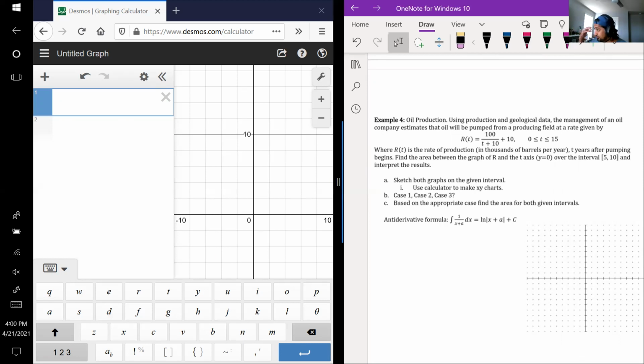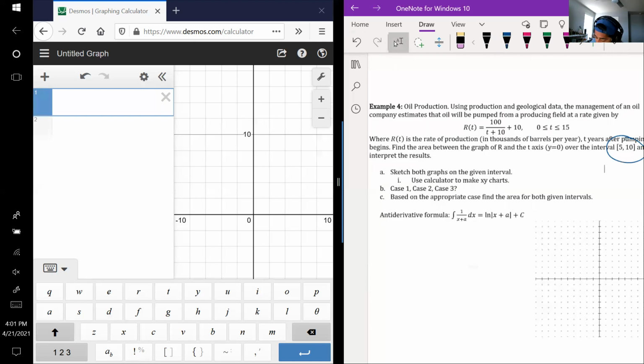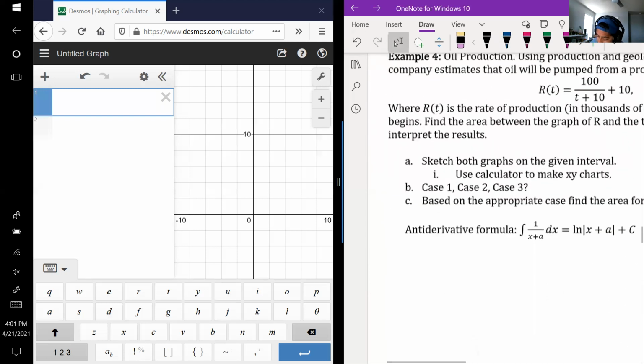Okay, so this word problem, we're going to handle it the same way we did the other 3 examples. So we're going to first start out with our XY chart and graph R of T, and the interval they're giving us. Yes, they gave us one main interval of 0 to 15, but then in the problem, we're actually using the interval 5 to 10. So we're only going to use the numbers from 5 to 10. Okay. So let's go ahead and make our XY chart.